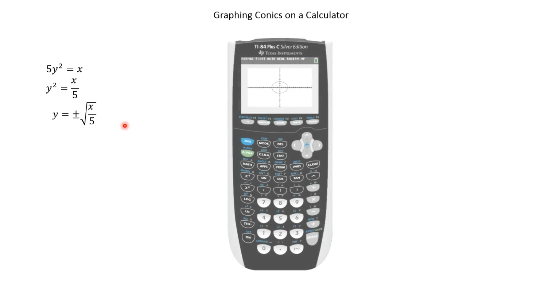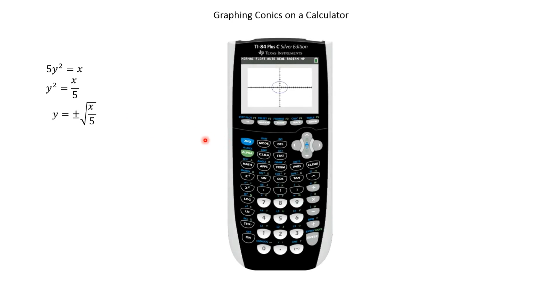Moving on to another conic section. 5y squared equals x. We solve for y, so we can divide by 5. Square root both sides. Get y equals plus or minus the square root of x over 5. And we can graph it. So, go back into y equals. Hey, we already have this. We already have the square root. We just need to delete the stuff inside the square root and put x over 5. Makes it a bit easier.